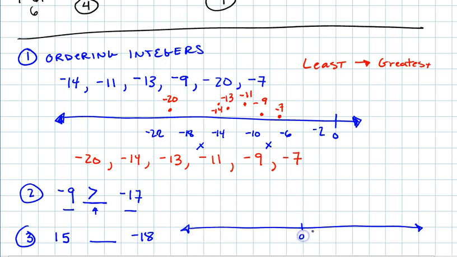We'll mark 0. And let's say we have 5, 10, 15, 20, and then negative 5, negative 10, negative 15, and negative 20. Alright, well, negative 18 is going to fall in here, and 15 is right here. Well, we can see that 15 is greater than negative 18. So this is how I would compare integers.